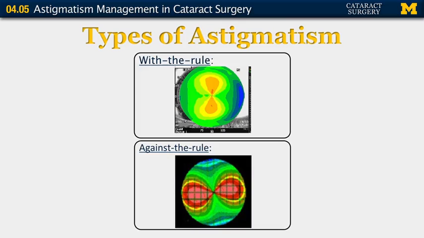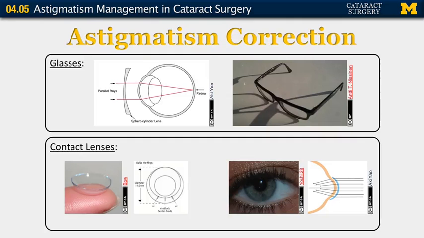Astigmatism can be with the rule, meaning that the steep axis is at the 90-degree axis, or against the rule, where steepness is at the 180-degree axis. Regardless of what type of astigmatism, the general corrections that we use are either glasses, which work best for regular astigmatism, or contact lenses, either soft or rigid gas permeable, that will work for both regular or irregular astigmatism, especially rigid gas permeable lenses, which work best for irregularities of the cornea.